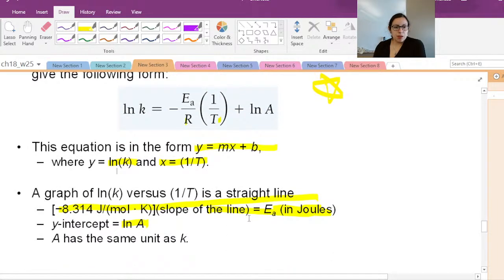And then, notice that from our slope, we can get our activation energy, just multiplying it back out by the R. So that's all this is shown here, just getting that back out. And then the y-intercept, this is important, will be equal to the natural log of A, so that will help you get that value. So this is one form of the equation.